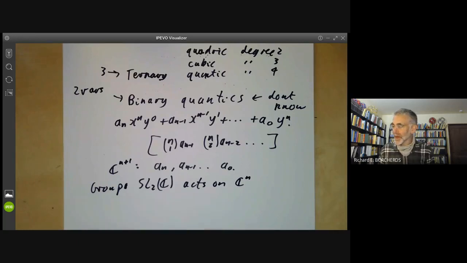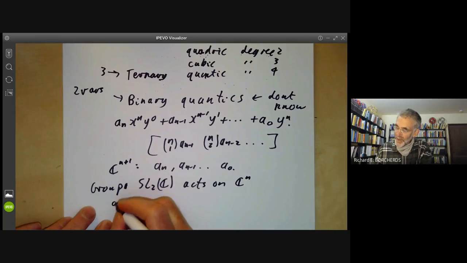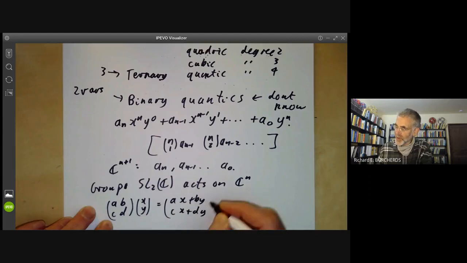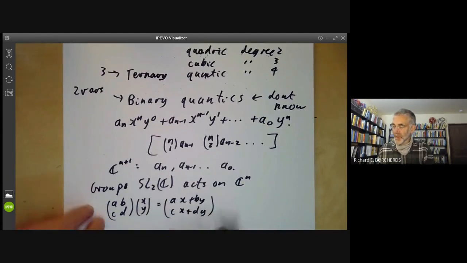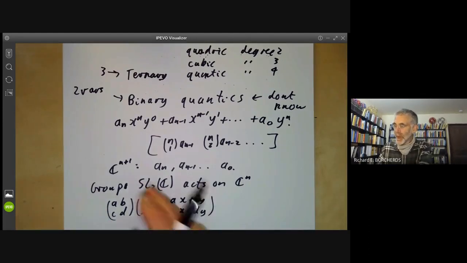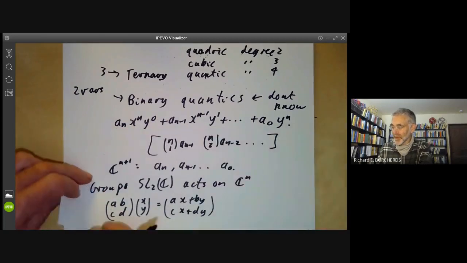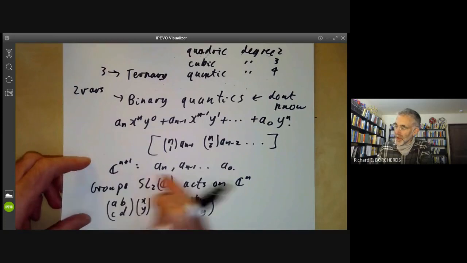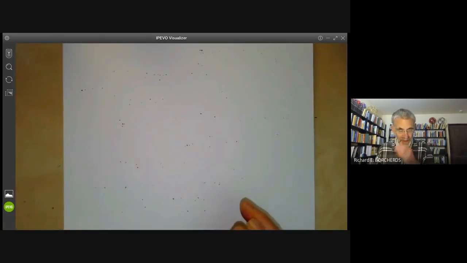So how does it act on these? Well, it acts on x and y by mapping (a, b, c, d), acting on x and y, just to ax plus by, cx plus dy. So it's acting on the plane with coordinates x and y in the usual way. And if you think of these as being functions on the plane, then we get an action of this group on this space of functions. If you want to look at it more explicitly, it kind of looks like this.